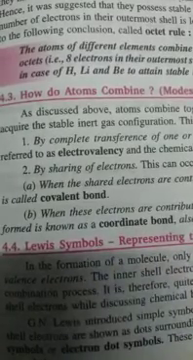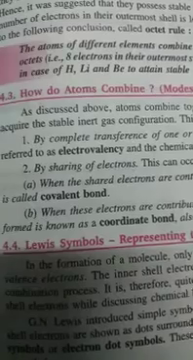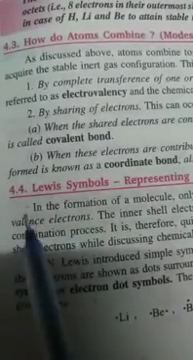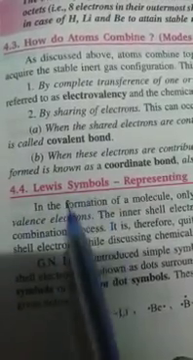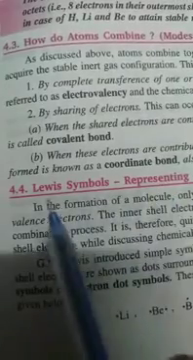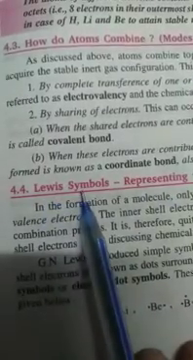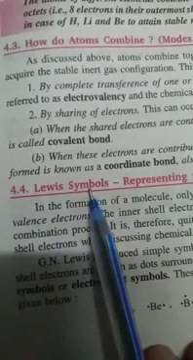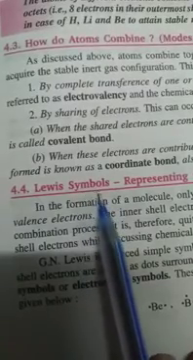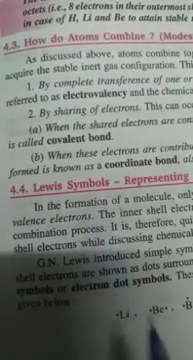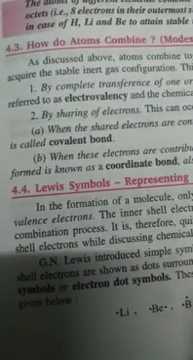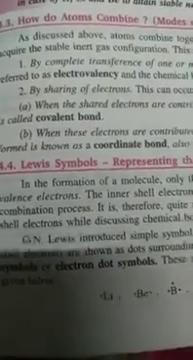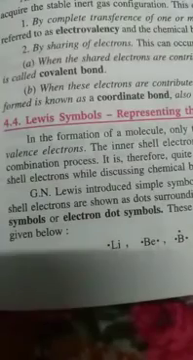Before the electrovalent or ionic bond, first we discuss the Lewis symbol or representation. The Lewis symbol represents any atom by the valence electrons over the symbol. If the valence electrons of any atom are shown over the symbol, that structure is called the Lewis symbol.